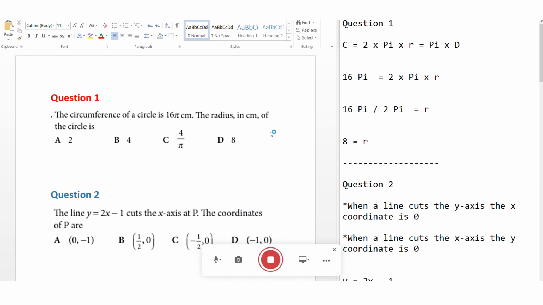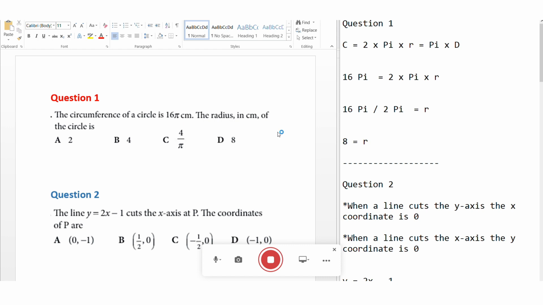All right, so let's jump straight into it. Question 1. The circumference of a circle is 16 pi centimeters. In this question, they're asking you to find the radius of this particular circle.